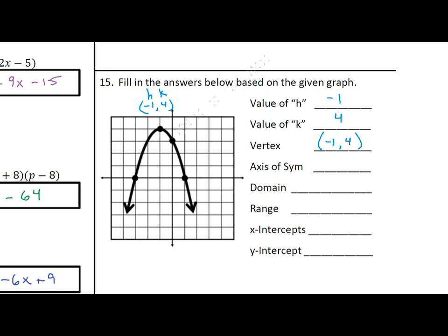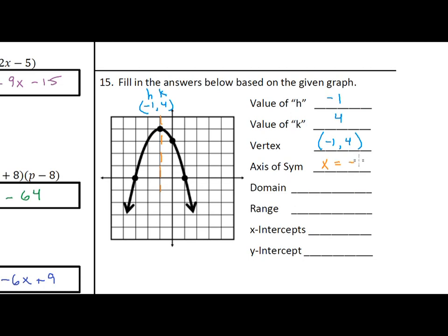The axis of symmetry, which runs right through the middle of the vertex, is actually pretty simple. It's always going to be x equals something in IM2, because our parabolas will always open up or open down. That means our axis of symmetry will always be a vertical line. And where you find this is, just look at the h value.